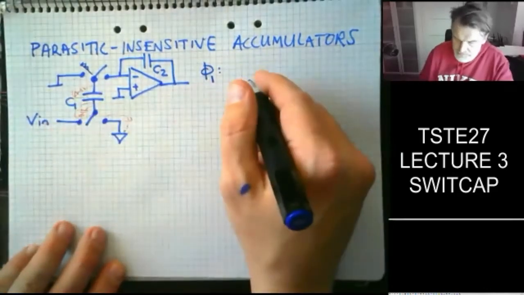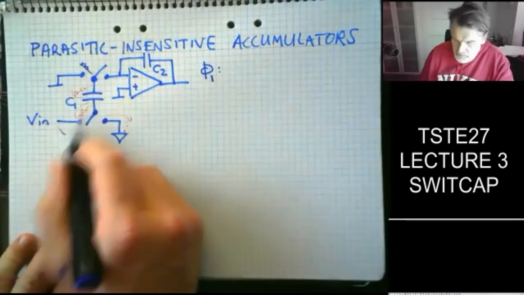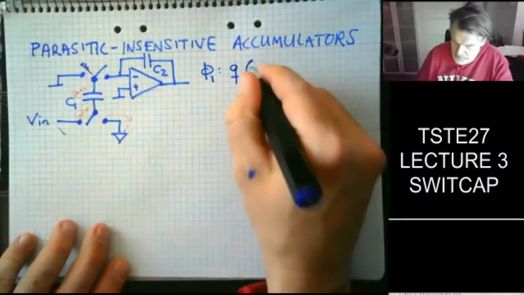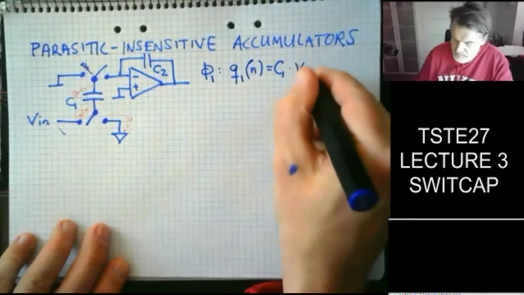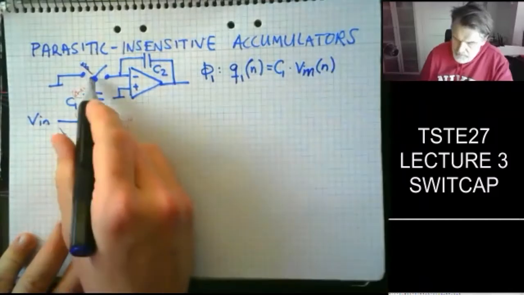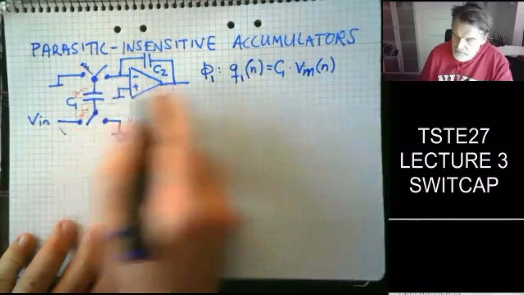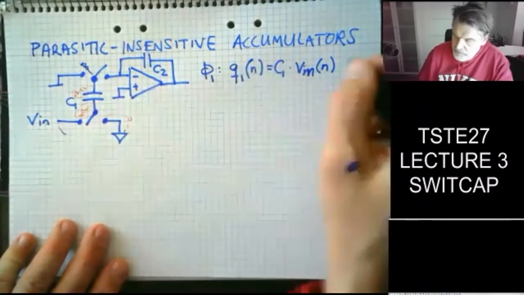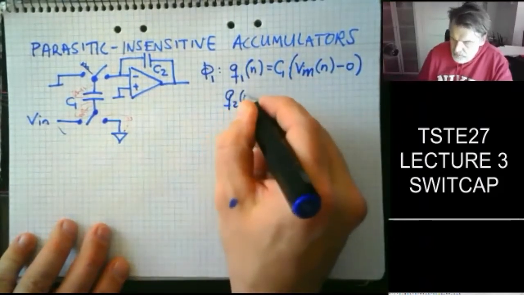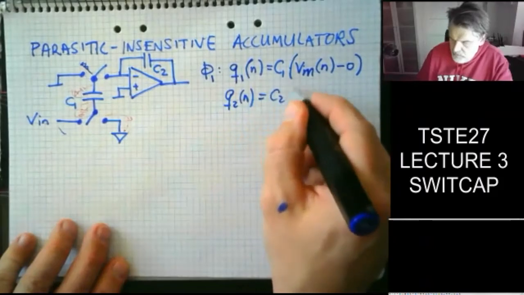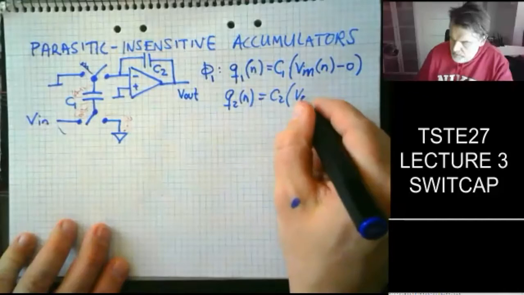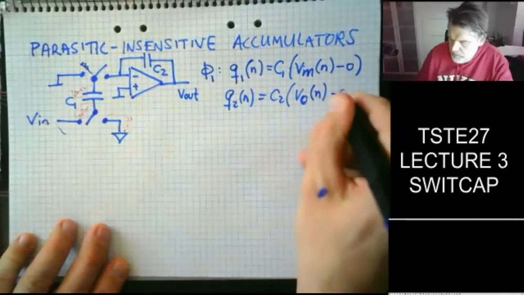Okay, so phi 1, we're going to charge C1. So Q1 of n is going to be C1 times V in of n minus either 0 or virtual ground. In this particular case, virtual ground is going to be minus 0. And then Q2 of n is going to be C2 times V2, or V out, VO, I call it, minus 0.